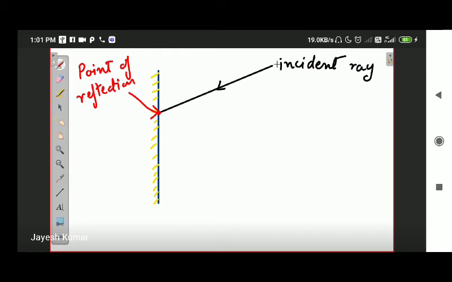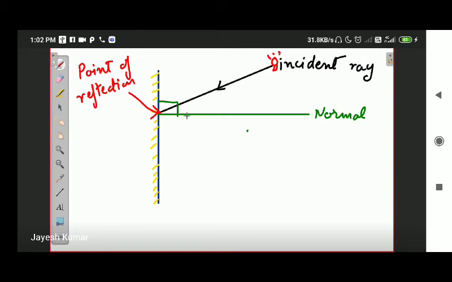That means this incident ray, wherever the light source is, comes to the mirror and meets it at the point of reflection, and then the ray is reflected. How is the ray reflected? There is an imaginary normal line. This imaginary normal is perpendicular to the mirror at the point of reflection.